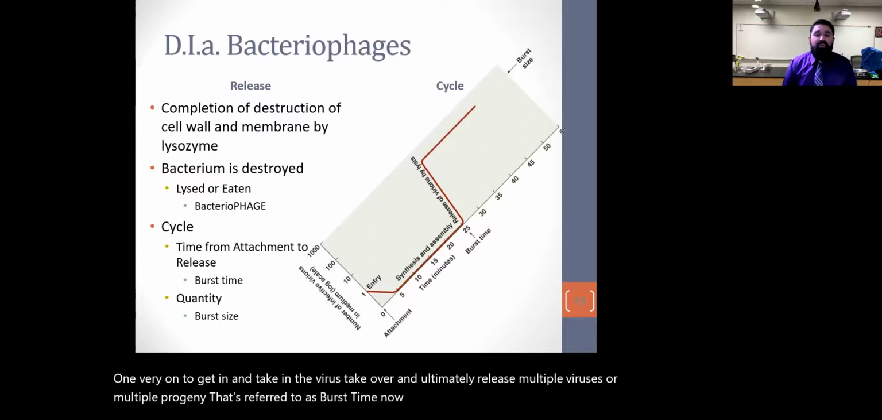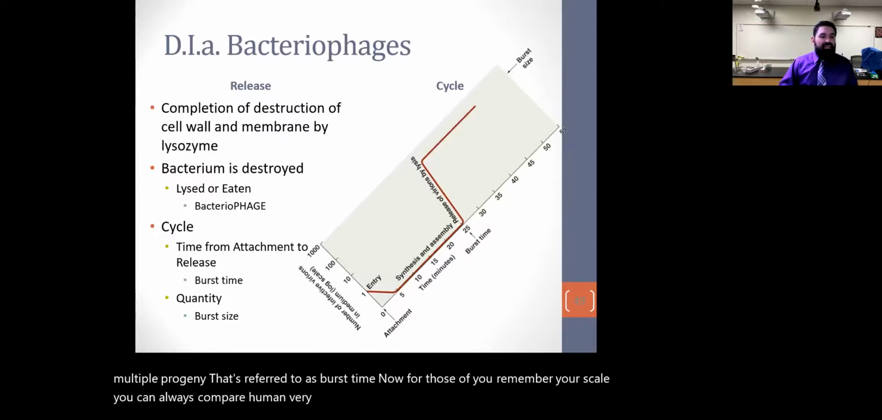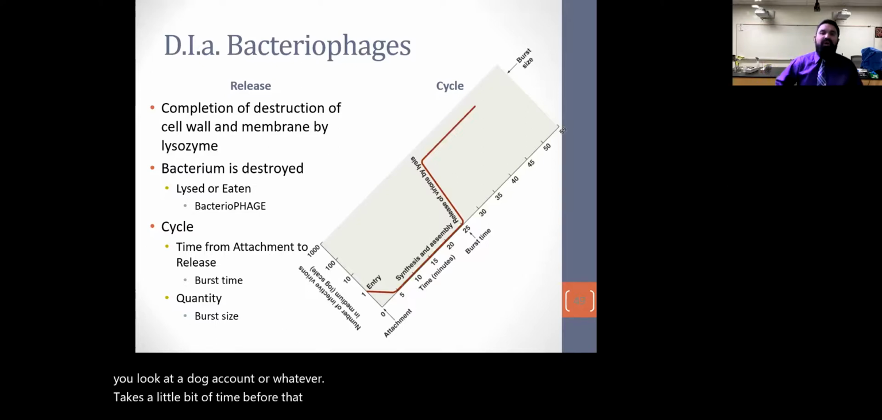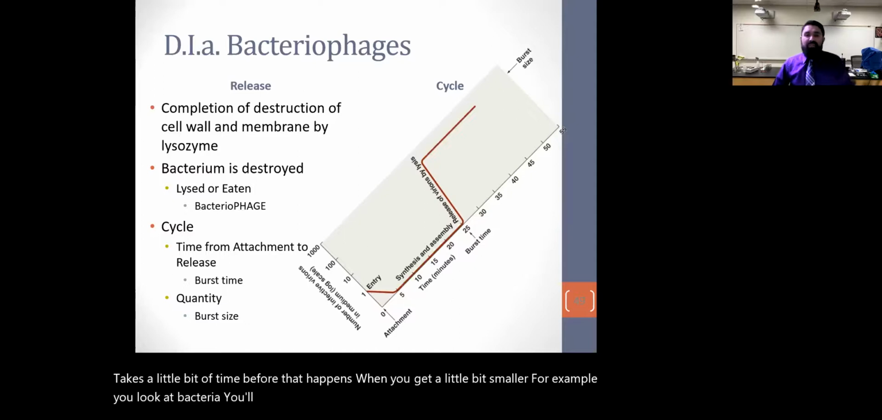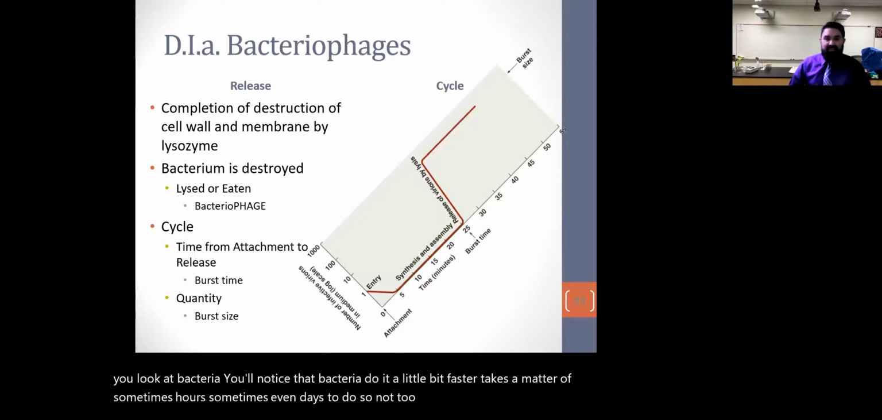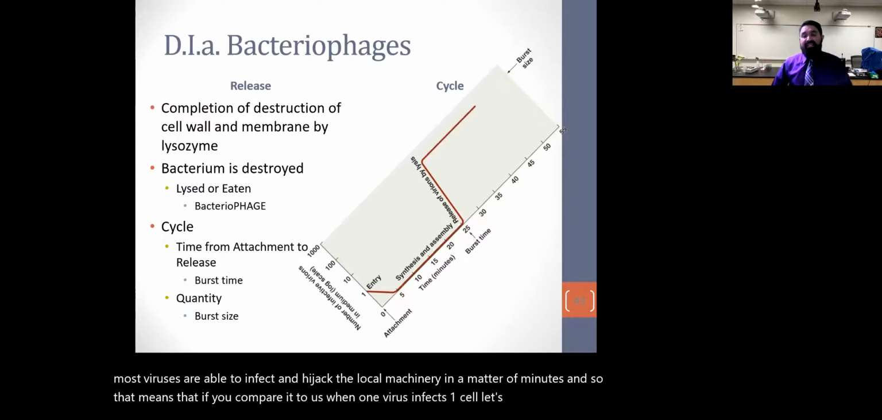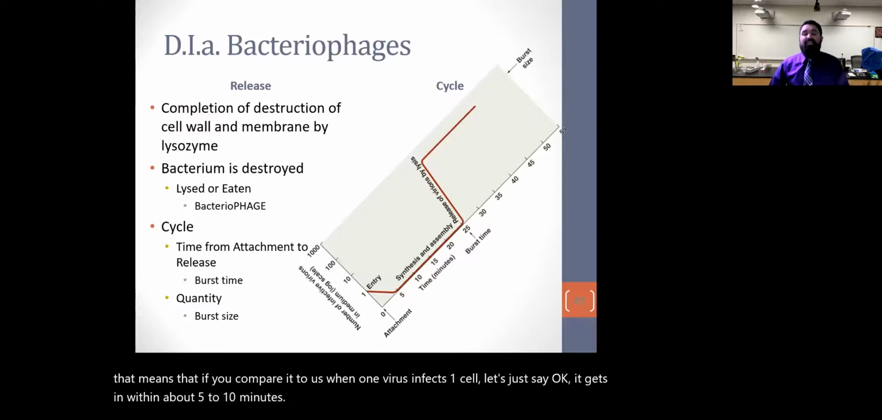Now, for those of you who remember your scale, you can always compare a human readily, right? Remember that it takes us several dozen, sometimes a little bit longer, years to be able to make one more copy of ourselves. Not too bad. Same thing when you look at animals, a dog, a cat, or whatever. It takes a little bit of time before that happens. When you get a little bit smaller, for example, when you look at bacteria, you'll notice that bacteria do it a little bit faster. It takes a matter of sometimes hours, sometimes even days to do so. Not too bad. But when you look at a virus, most viruses are able to infect and hijack the local machinery in a matter of minutes. And so if you compare it to us, when one virus infects one cell, it gets in within about 5 to 10 minutes, starts hijacking the system and makes it make all its proteins.